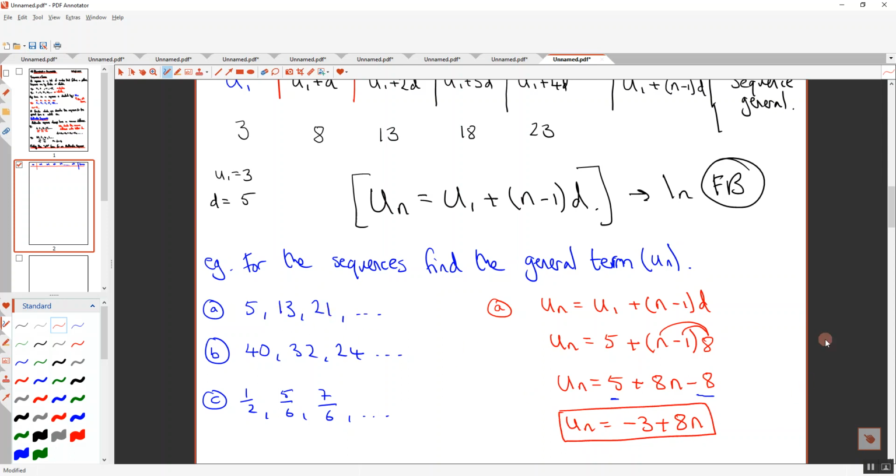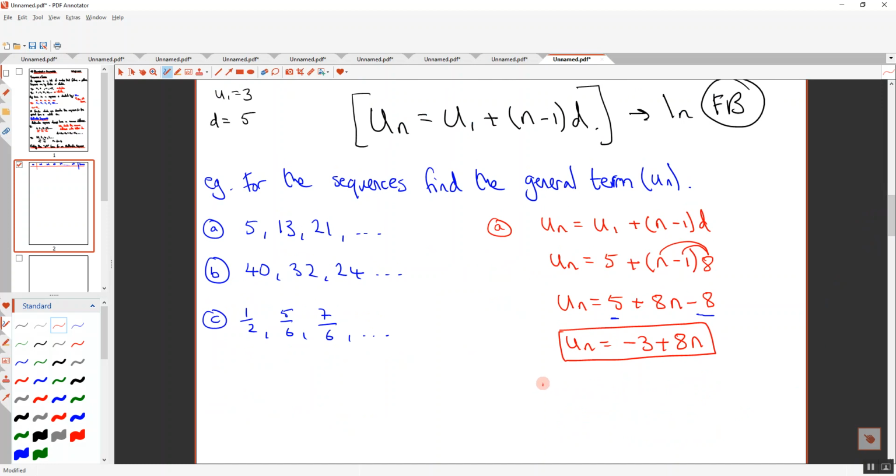And the good thing is, if I wanted the 100th term, what would I do? Substitute n for 100, right? So just out of interest, the 100th term would be negative 3 plus 8 times 100, negative 3 plus 800, which is 797. Okay, so the 100th term of this sequence would be 797. Does that make sense? Is that cool? So do that for the other two. Don't mess up your fractions. We'll go over them in just a second.